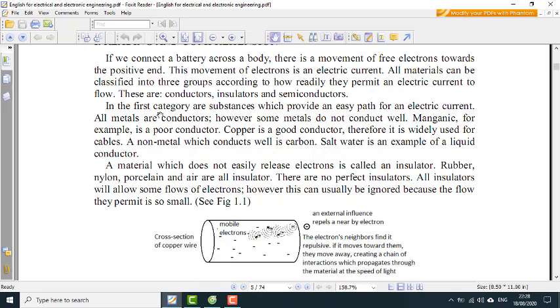In the first category are substances which provide an easy path for an electric current. All metals are conductors. However, some metals do not conduct well. Manganese, for example, is a poor conductor. Copper is a good conductor, therefore it is widely used for cables. A non-metal which conducts well is carbon. Salt water is an example of a liquid conductor.